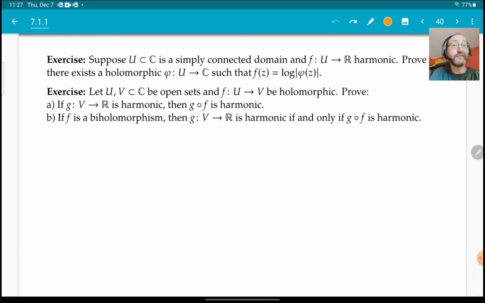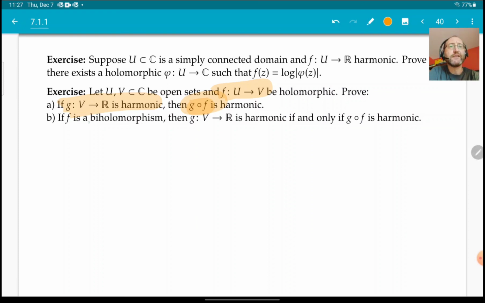All right, another useful exercise is that suppose that we have a holomorphic function f between two domains, U and V. And suppose that we have a real valued function g on V, and suppose it's harmonic. Then if we compose this real valued function with f, so f goes from U to V, and g goes from V to R, so g composed with f goes from U to R, so it's a real valued function, then this is harmonic, right? So holomorphic functions preserve harmonic functions.